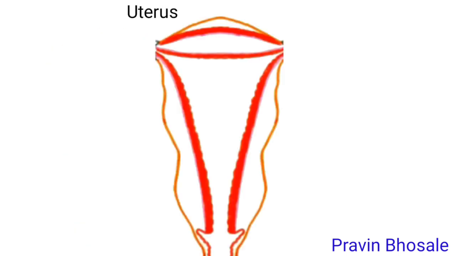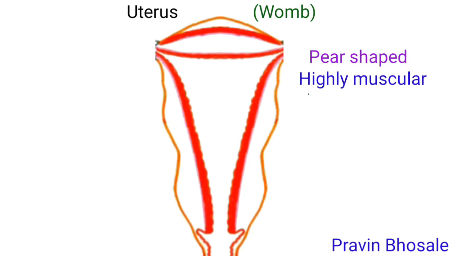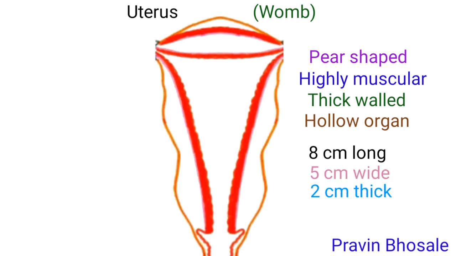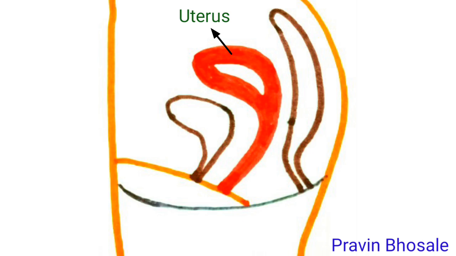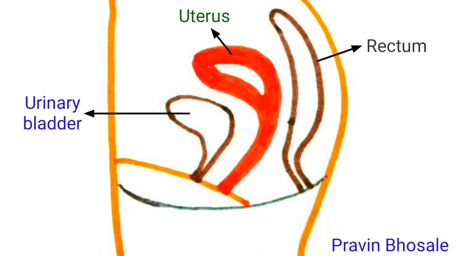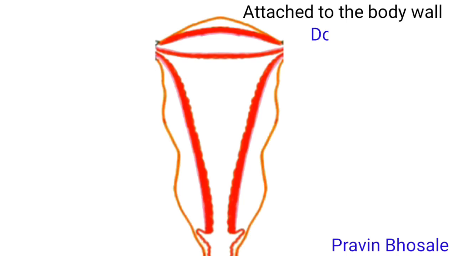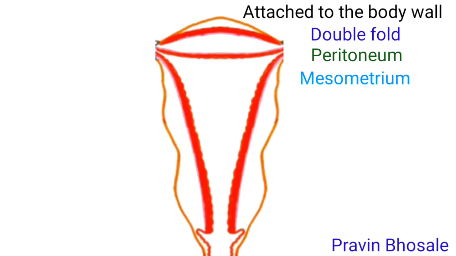Uterus: it is also known as the womb. It is a pear-shaped, highly muscular, thick-walled, hollow organ. It is about 8 cm long, 5 cm wide and 2 cm thick. It is present in the pelvic cavity between the rectum behind and the urinary bladder in front. It is attached to the body wall by a double fold of peritoneum called mesometrium or broad ligament.